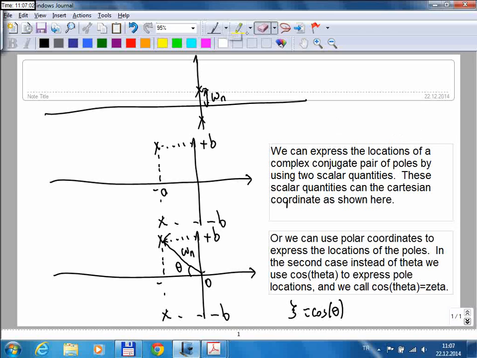Okay, so we use this zeta and omega n to express the poles. Okay?